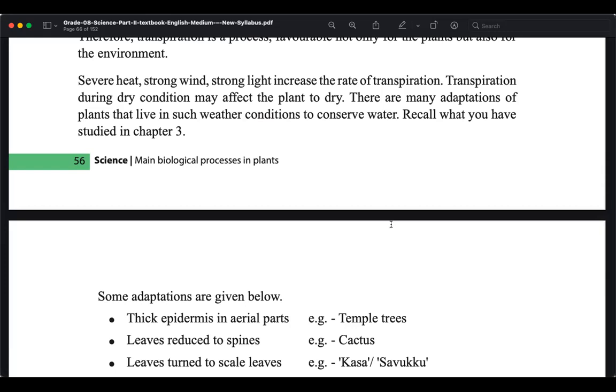The reason is the heat, and strong wind. Then our skin also becomes dry, because the moisture is sent out. Similarly for plants, when strong wind is present, transpiration increases, and when strong light is present, transpiration also increases. But some plants are in dry zones, and they have very little water.